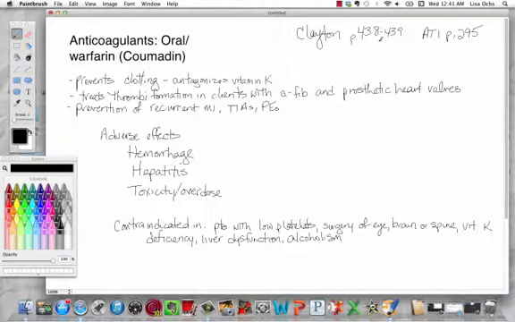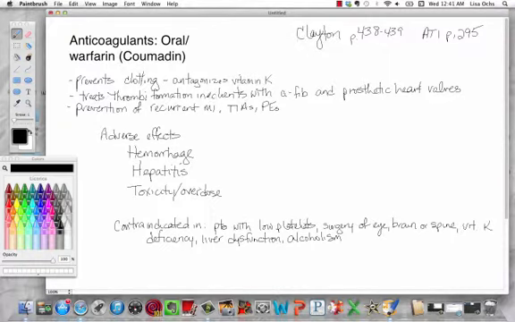So Coumadin is only given in pill form. It also prevents clotting, but it works a little bit differently. It antagonizes vitamin K. Remember, vitamin K is important in that clotting cascade. So Coumadin works by taking vitamin K out of the clotting cascade. And remember, if you interrupt one part of that clotting mechanism, then the clotting mechanism will not work and the patient won't be able to clot their blood.